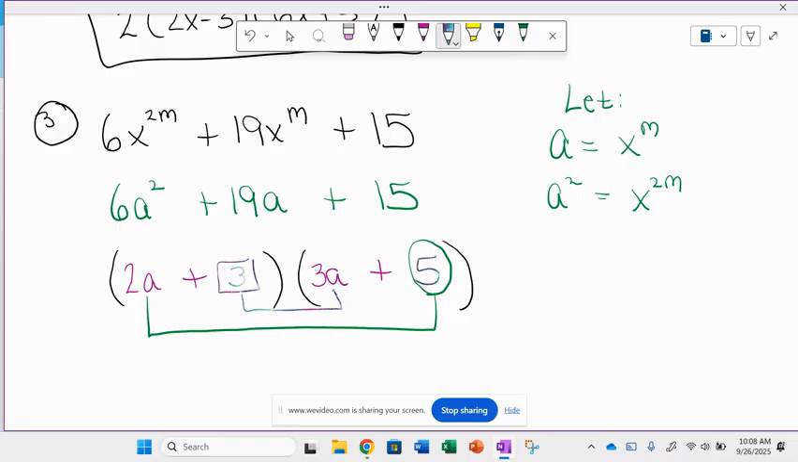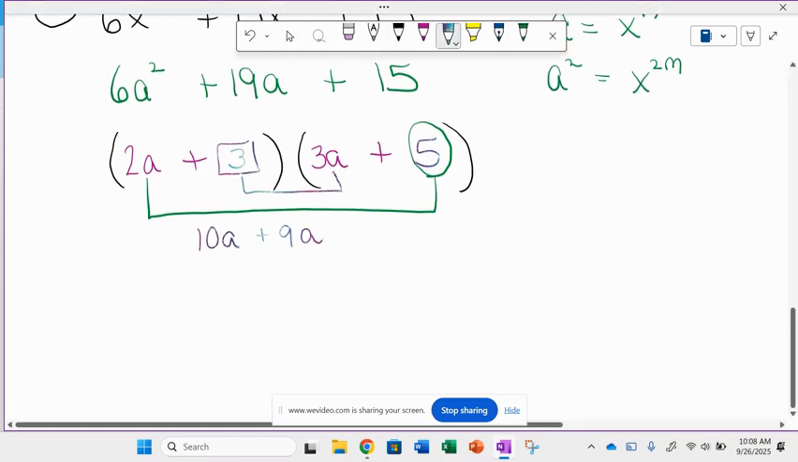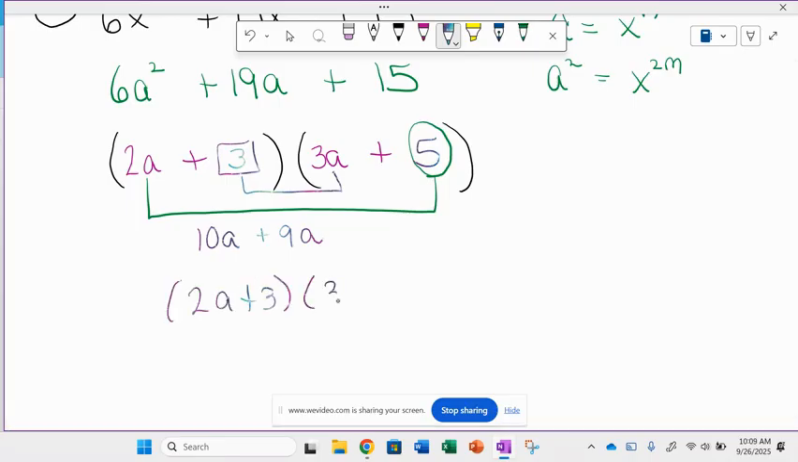Now let's check that. 2a times 5 is a 10a. 3 times 3a is a 9a. 10a plus 9a, 19a. We found our winners right away. So now we have 2a plus 3 and 3a plus 5. A lot of students did all the hard part, and then leave their answer like this. Why can't I leave my answer like this?